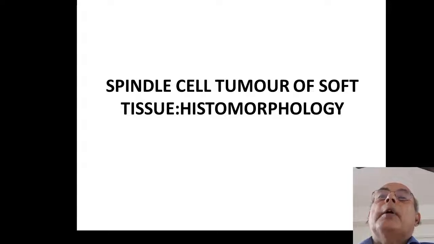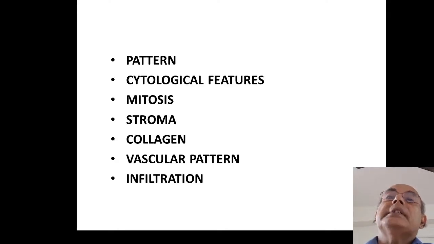Spindle cell tumor of soft tissue. I will concentrate on histomorphology only. Seven points should be considered before reporting. Are the tumor cells forming any pattern? Are they in sheets or fascicles? If in fascicles, what type of pattern is there?